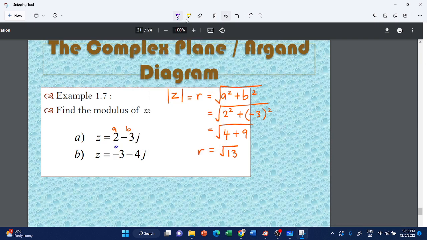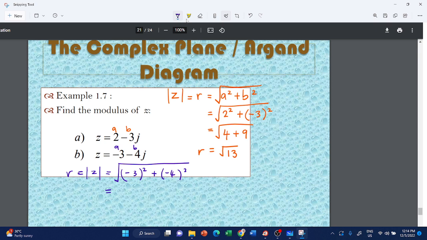Okay, so for B, this is your A, this is your B. So here, modulus of Z. We'll just directly show you the part that we completed because I hope you are familiar with the general formula. Okay, so then the radius is negative 3 power of 2 plus negative 4 power of 2. Then square root. So modulus Z is your R.